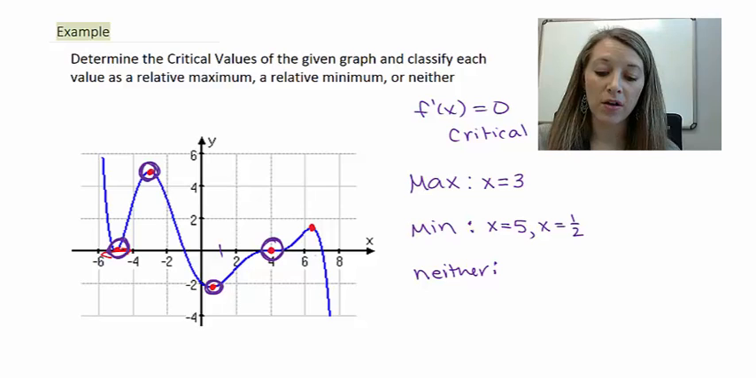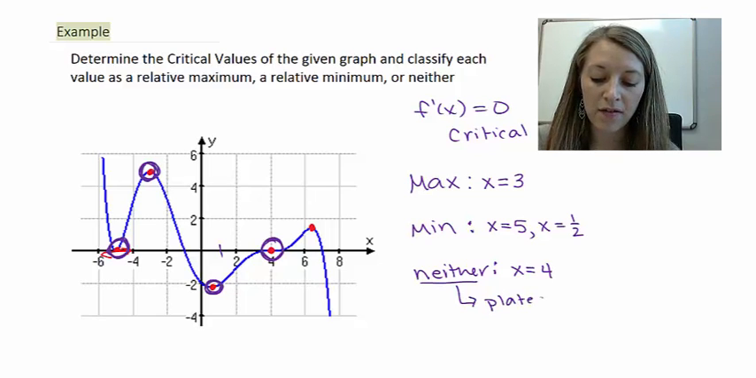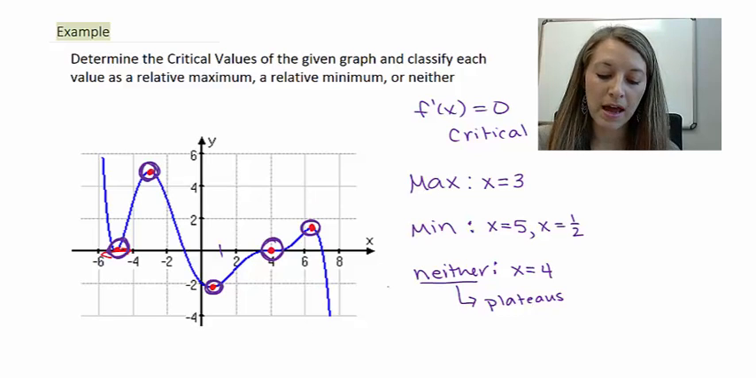So this critical value is neither a maximum nor a minimum, so that's why it goes into my other sort of category here. A lot of the time, the neithers I like to think of as plateaus on the graph, where my graph flattens out, but it's neither a high point nor a low point there. And my last one here, a little bit above 6, let me do 6.5. We see that's a high point there, so I would classify it as a maximum.